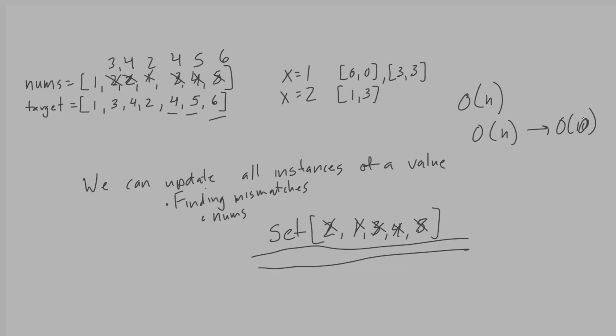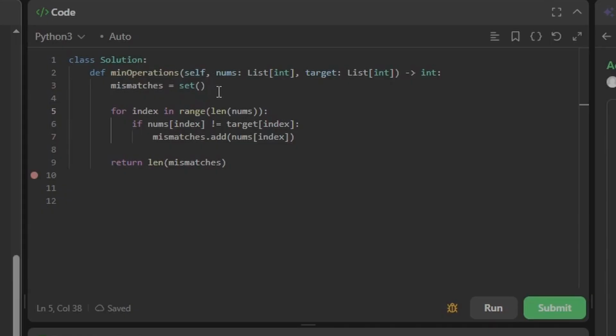Let's look at the code and see exactly how this works. The code for this problem is incredibly simple and very easy to reason about. So what we're going to do is first set up this mismatches set, and this is the set where we record all of the num values that do not match the target. And remember, there could be many instances, like many 2s in nums that don't match up to the target, but we're only going to record it once because we can do all the operations at one time.